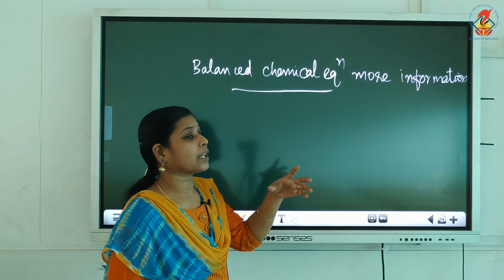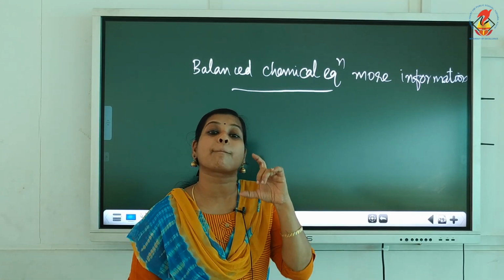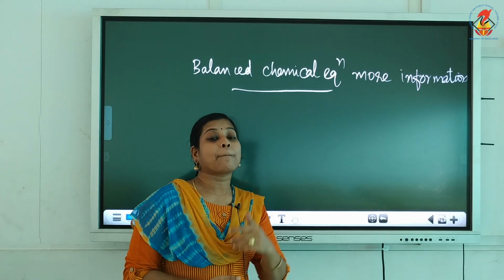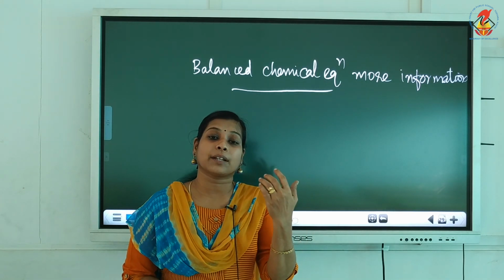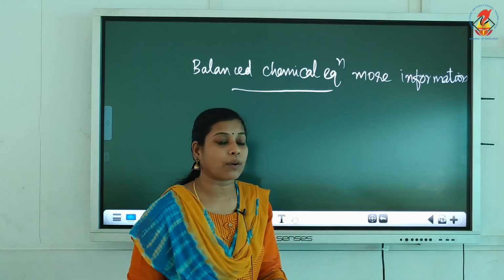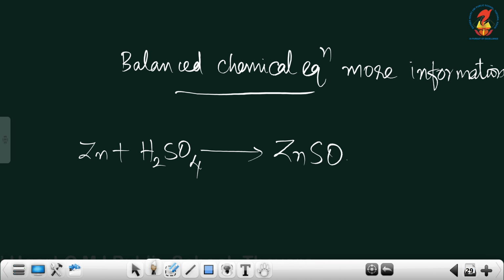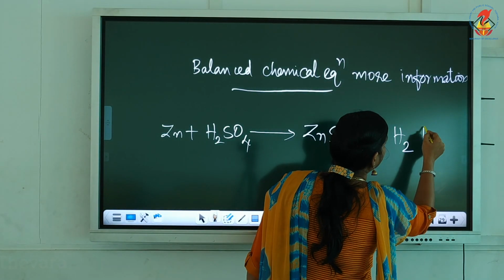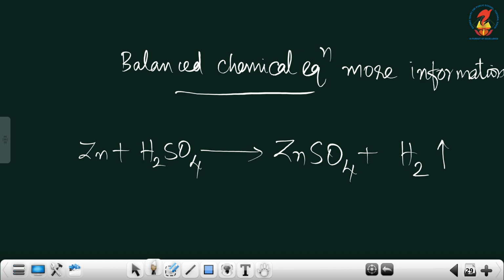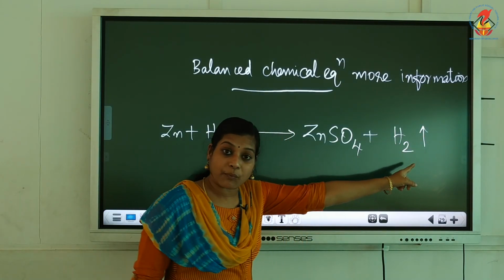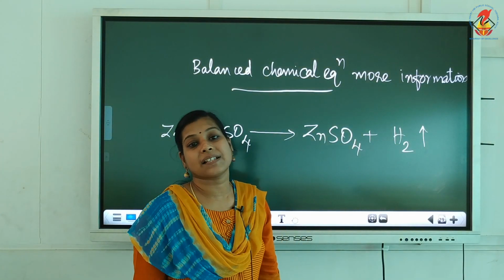In a particular equation, suppose you have an upward arrow. That upward arrow indicates that during that reaction a gas is evolved. For example, if the reaction is between zinc and sulfuric acid, we get zinc sulfate, ZnSO4, and hydrogen gas will be evolved. So in this case hydrogen gas will be evolved out. The presence of the gas is indicated by an upward arrow.